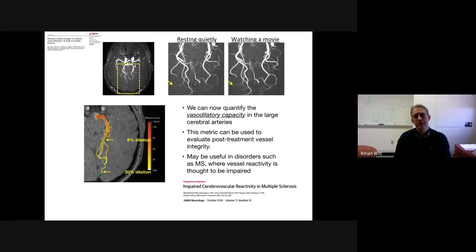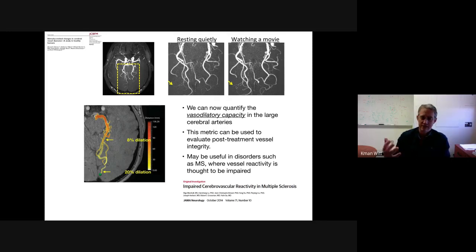And here on the left is an image of the two PCA arteries when the subject is resting quietly. Then we take the same image a second time, though this time the subject was watching a movie, so we were visually stimulating the brain. And what you can see is that vessels that were not visible when the subject was resting quietly all of a sudden pop up under visual stimulation.